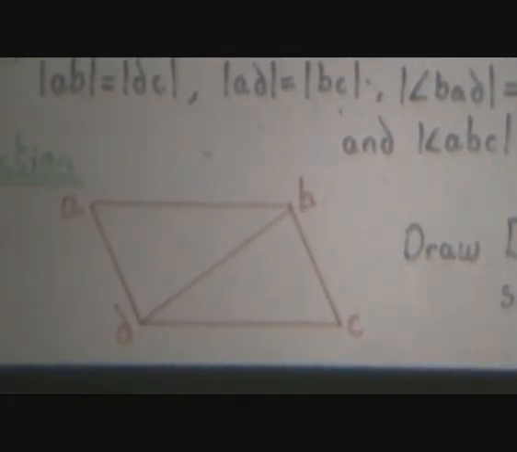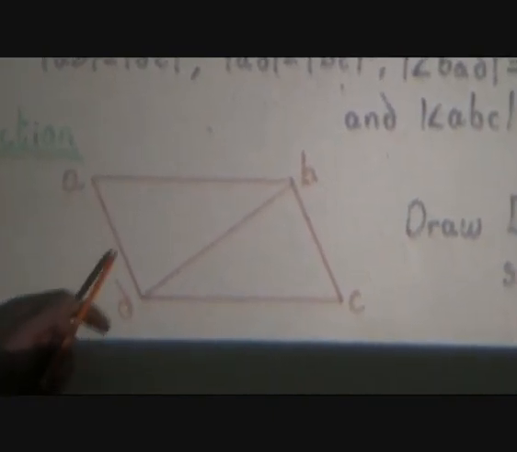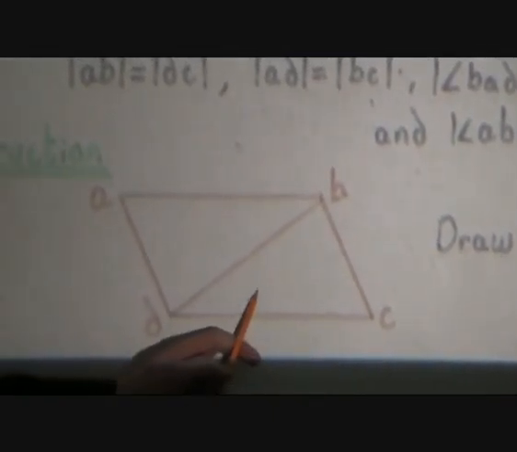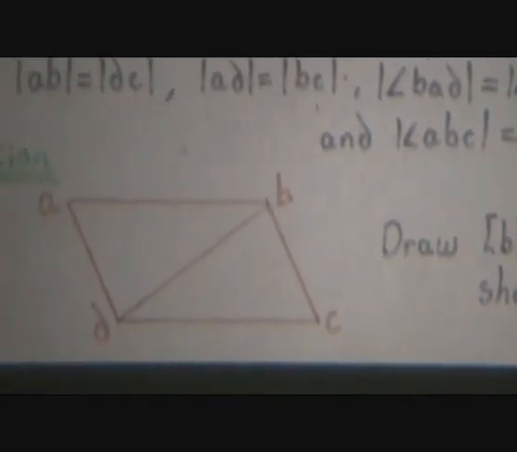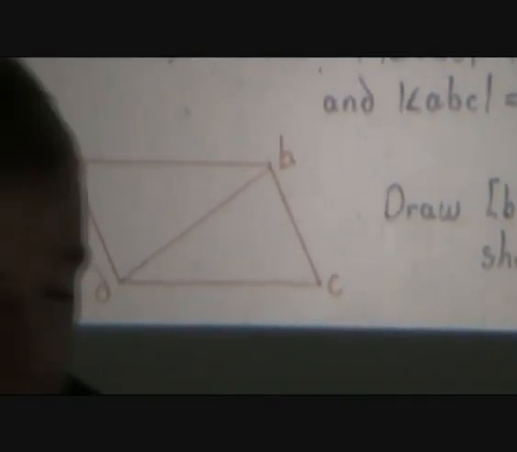Construction. Very basic construction, lads. You basically mark in the diagonal BD like that. Now, what is our proof? Our proof, lads, centres around proving that the triangle ABD and the triangle BCD are congruent. Okay? Now we should be okay in how to do that at this stage, alright?